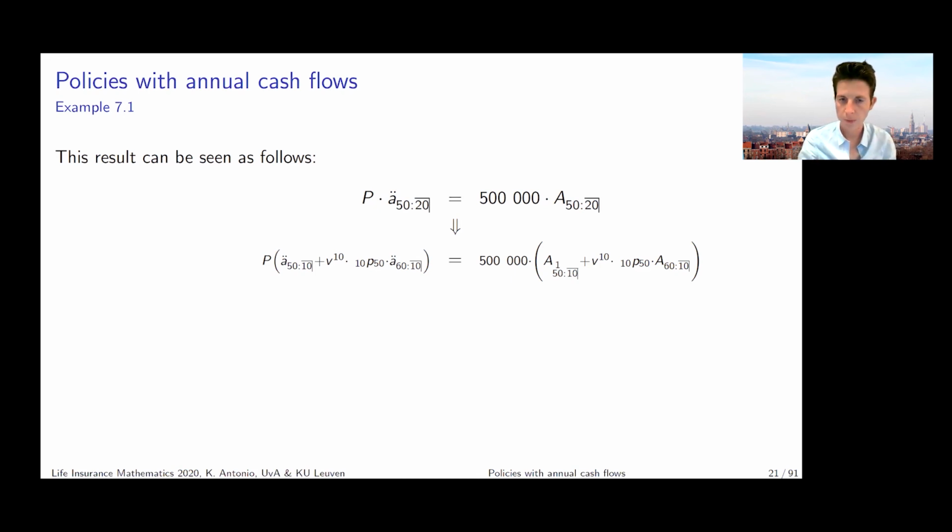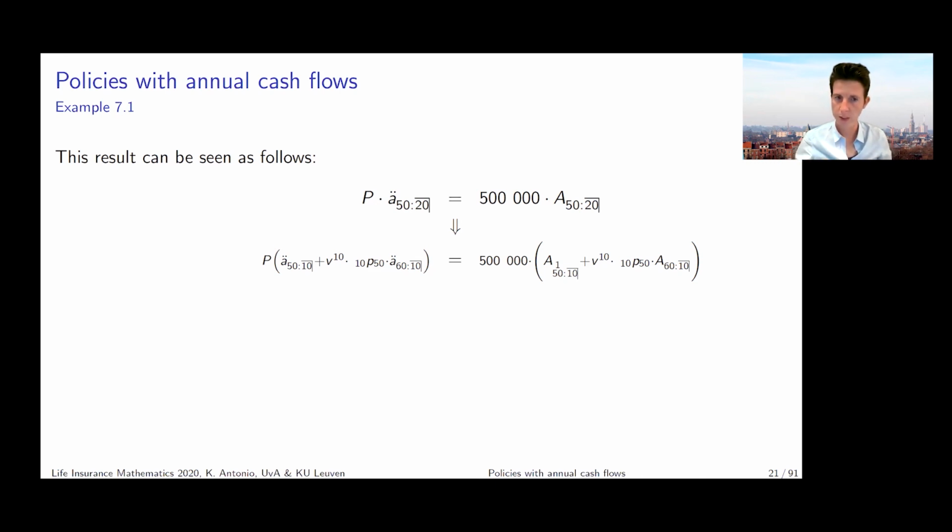So I split up the EPV of the term life annuity due with a duration of 20 years into a term life annuity with a duration of 10 years, and then another term life annuity issued to a 60-year-old with again a duration of 10 years, right? And I do something similar at the right-hand side for my endowment insurance. The fact that I choose to do the splitting at time 10 is of course no coincidence, because I want to say something about the policy value at time 10.